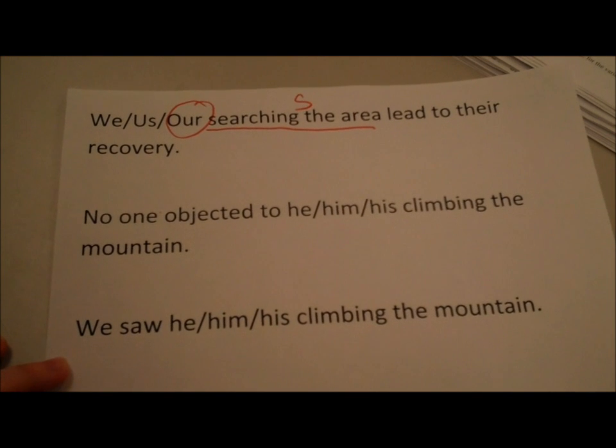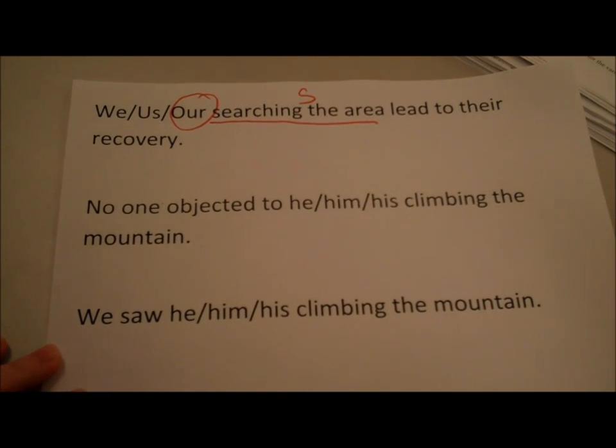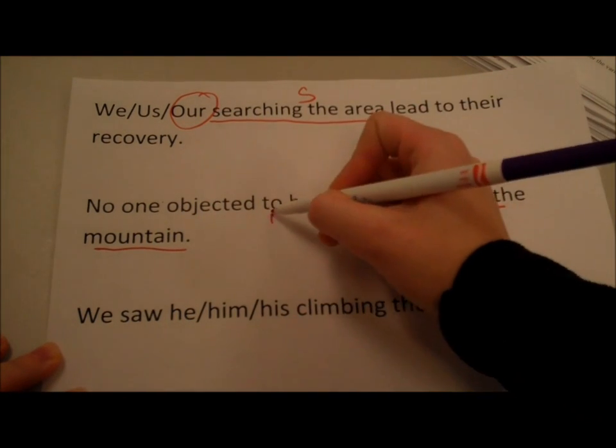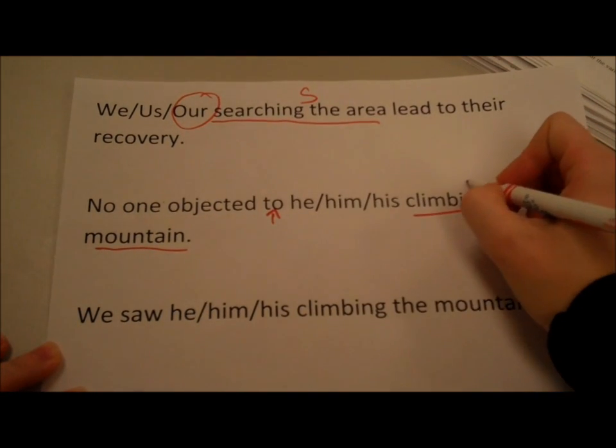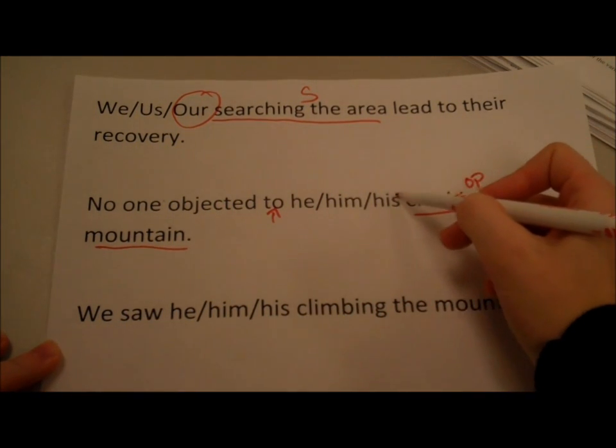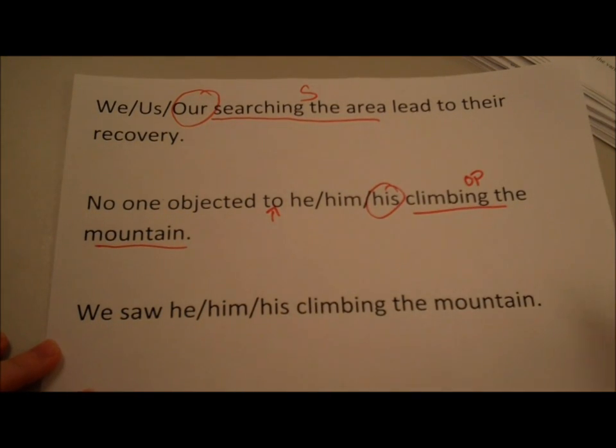Same thing for number 2. No one objected to he, him, or his climbing the mountain. Climbing the mountain is a gerund. Look what's right there. It's working as the object of the preposition. It's a noun, so I still use the possessive pronoun his.